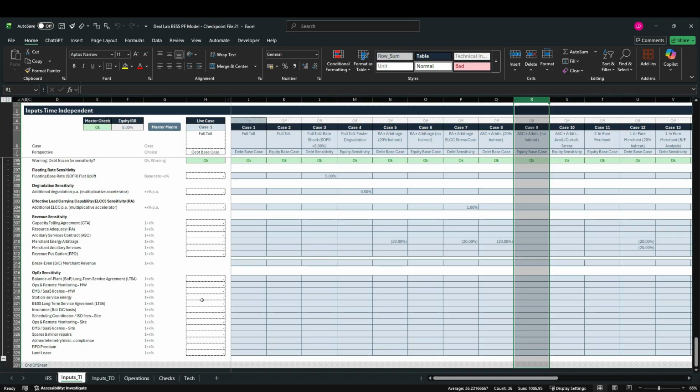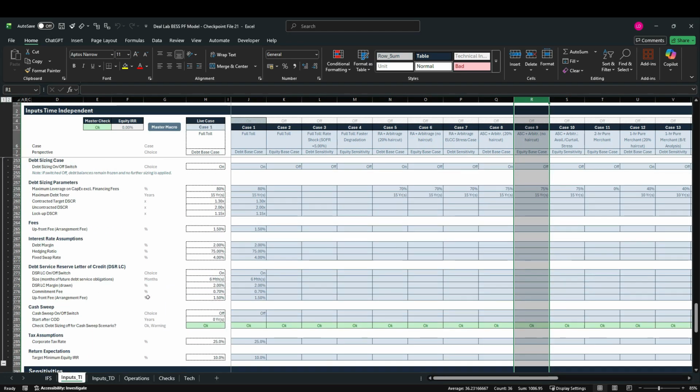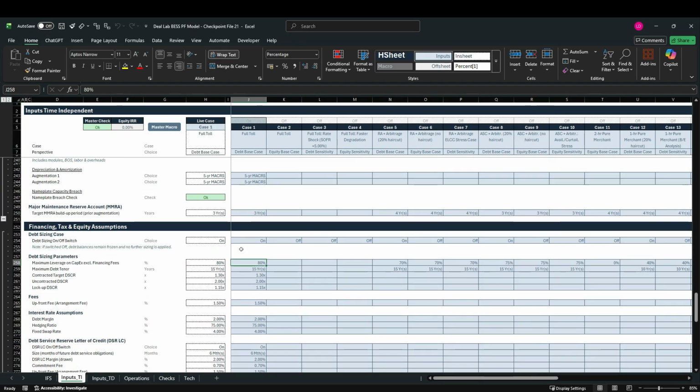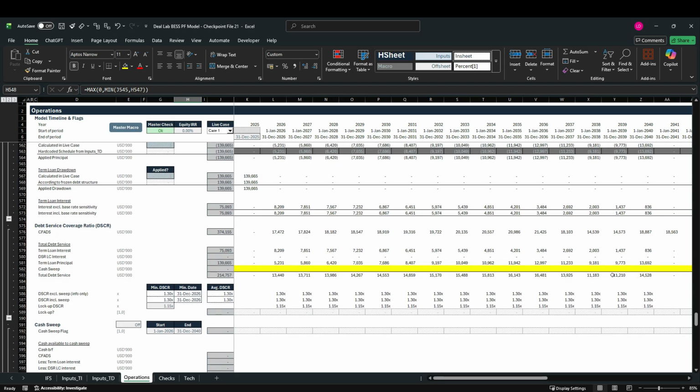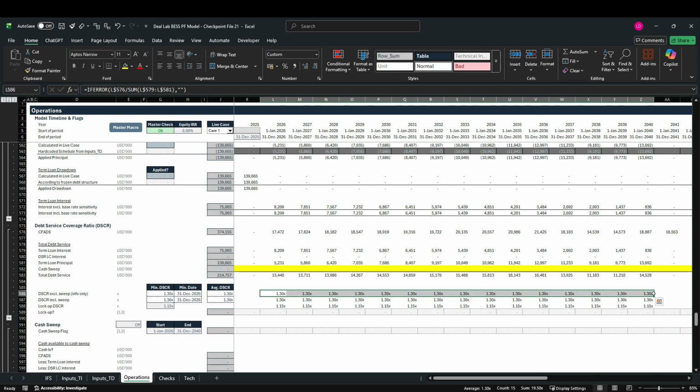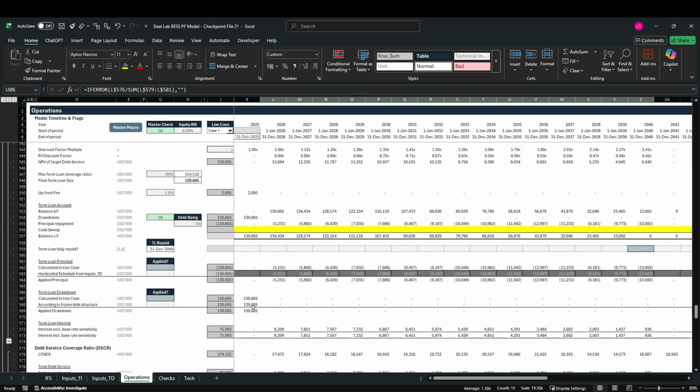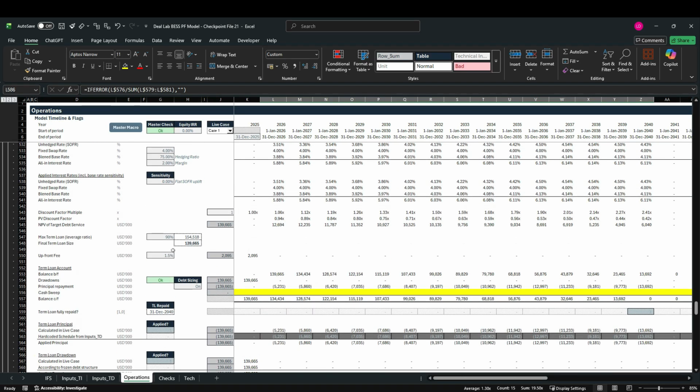Now, if you were to change the input in our inputs time independent sheet under the senior debt section and increase that maximum leverage to 90%, just to see what would happen to our DSCR, we could hit our master macro again. And that would actually lead to a flat 1.3 DSCR for the full tenor. Because now we are not restricted by our gearing ratio or leverage ratio anymore. That would allow for debt of 154 million, which means now the actual sculpting is the restricting factor.